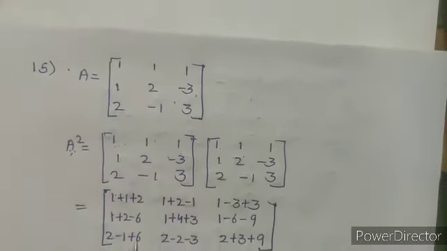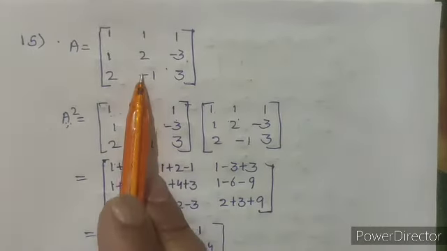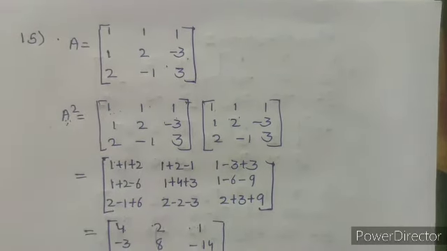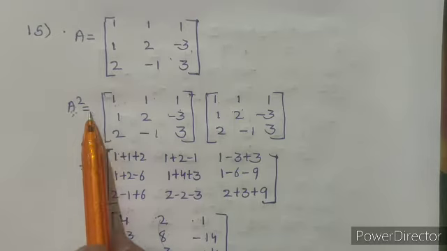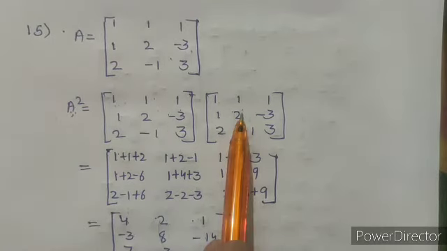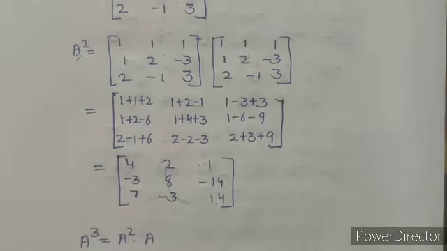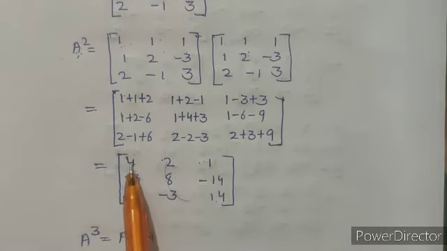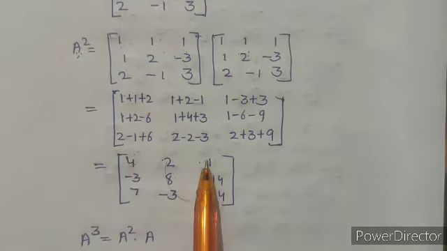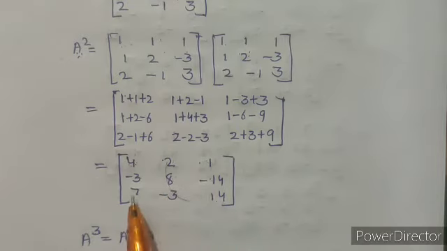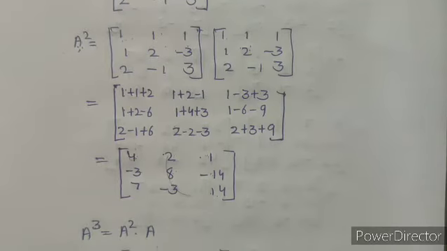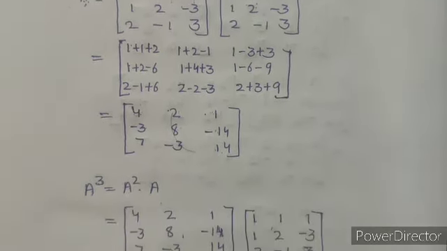Now, matrix A is already given to us. First of all, we will find out matrix A square. A square will be equal to matrix A into matrix A, and this gives us a matrix whose first row is 4, 2, 1, second row is minus 3, 8, minus 14, and third row is 7, minus 3, 14. Now we will find out the value of A cube.